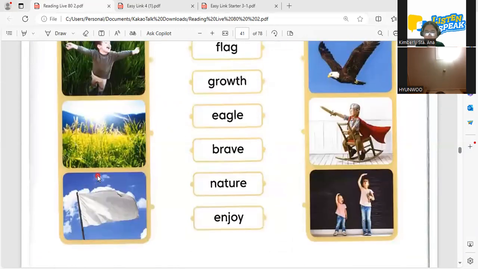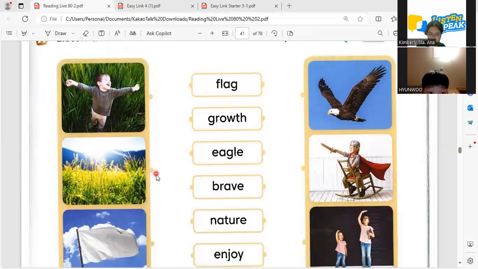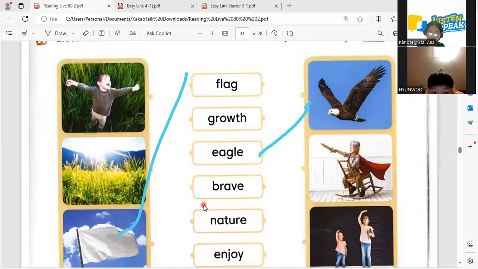Now we will enjoy learning new words. Okay, so let's start with the first one. Use your pen to match the correct word to the correct picture. Flag. That's flag. Eagle. Okay, there you go. Enjoy.